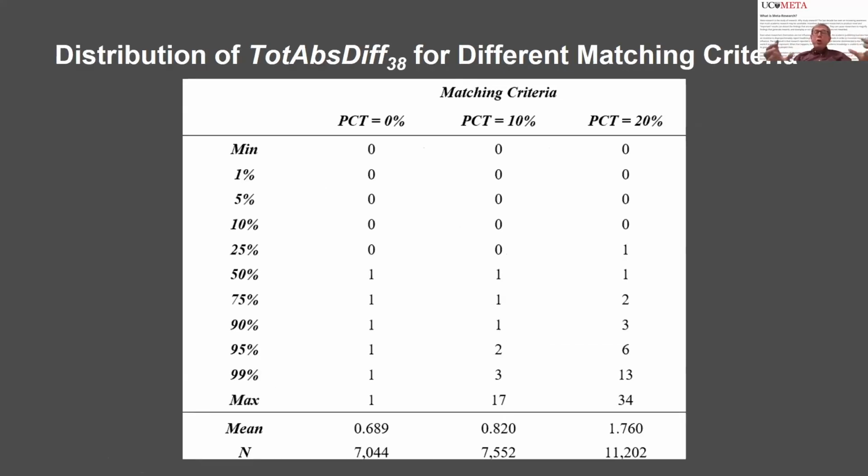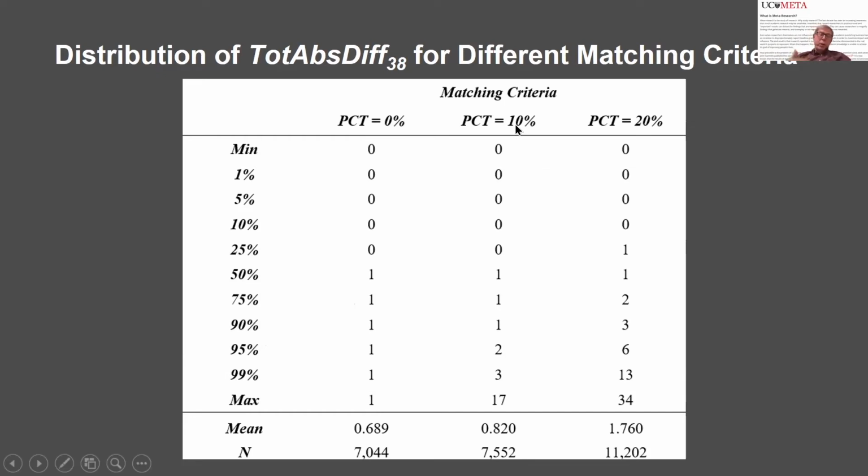So how well do we match? How close is a typical match? Well, when the matching criterion is 0%, by definition, you can't deviate by more than 1 citation over the entire pre-treatment period. And the median difference is 1. We have a very large percent of matches that are perfect matches. And the mean difference over the entire citation pre-treatment period is 0.7, okay?